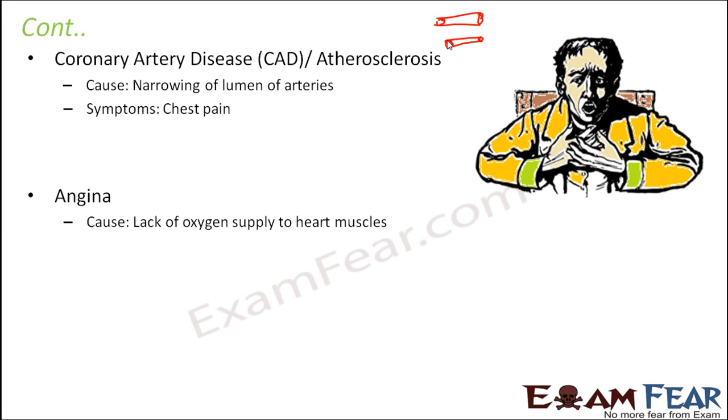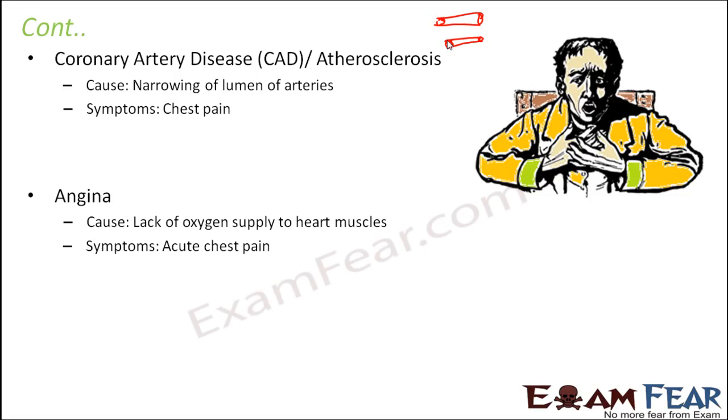Angina. This is another disease which is caused due to lack of oxygen supply to the heart muscles. So the heart muscles also need sufficient oxygen. They also need sufficient blood to perform their function. So here also the symptom would be acute chest pain. So these are some of the common circulatory disorders, their causes and symptoms.